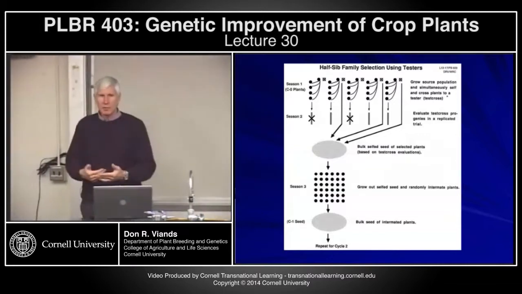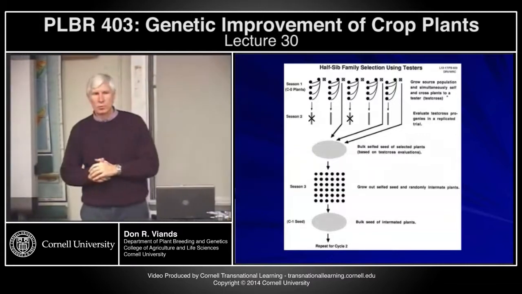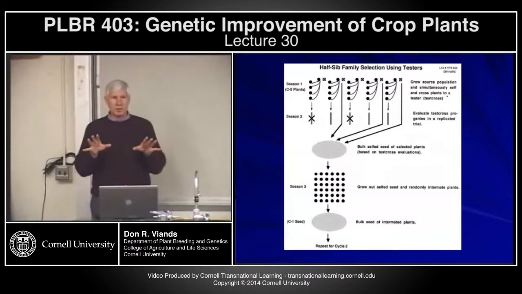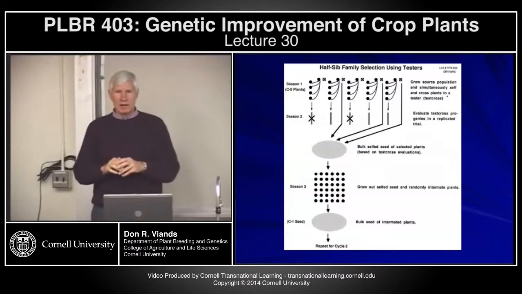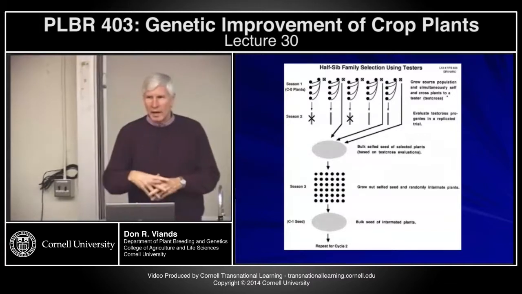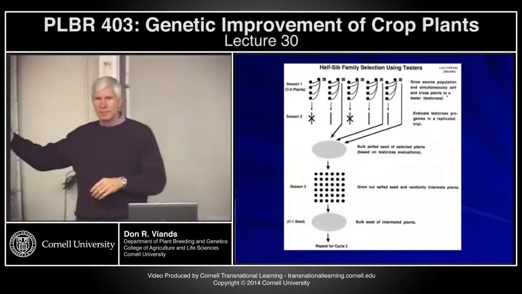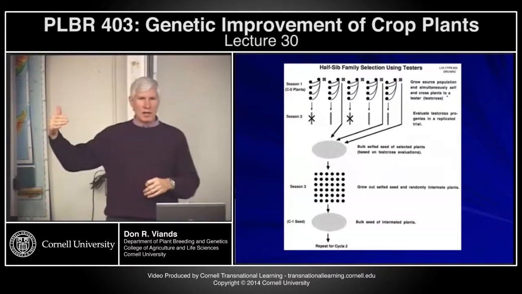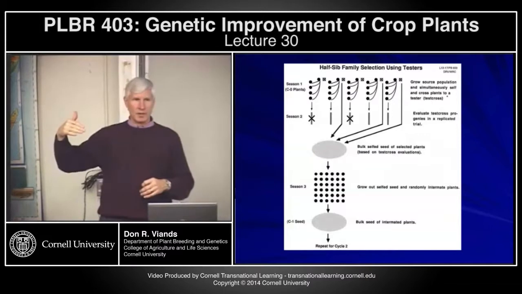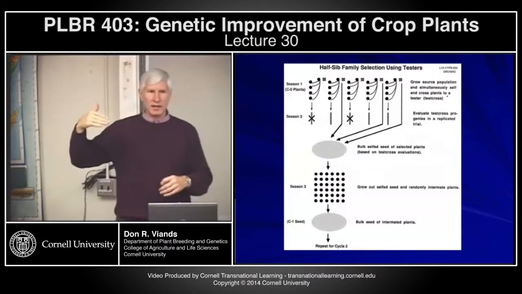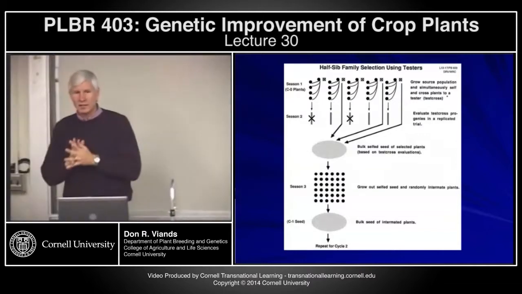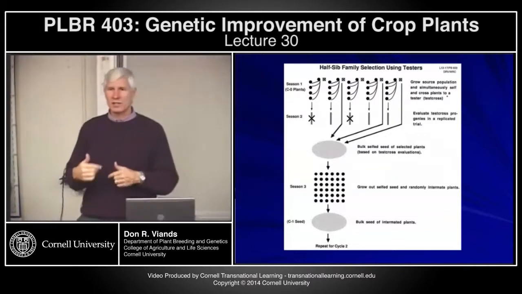But we'll actually be talking about that in more detail when we talk about reciprocal recurrent selection on Friday. My objective in using this method right now is what we talked about the first or second day I was with you last week, where you have a lot of dominance in the population for that trait, and you cannot distinguish phenotypically between homozygous dominant and the heterozygote. If it's really important for you to be able to distinguish those, then one method of doing that is half-sib family selection using a tester.